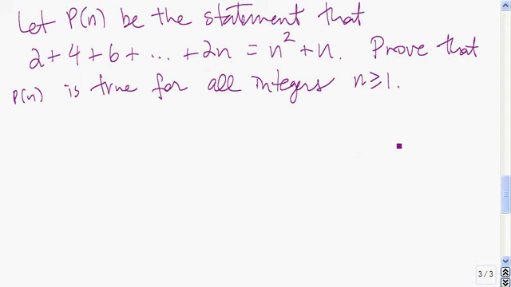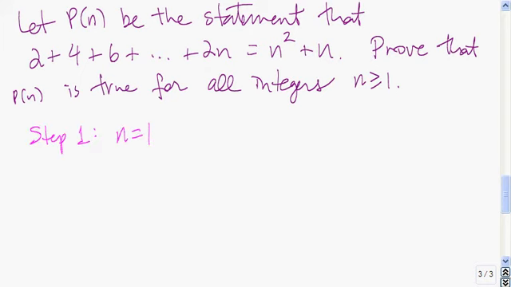Okay, let's see another example. Let P of n be the statement that if you sum these even numbers up to 2 times n, the answer is n squared plus n. So we want to prove that P of n is true for all integers n greater than or equal to 1. So the first step that we have to do is prove that P of n is true for n equals 1.